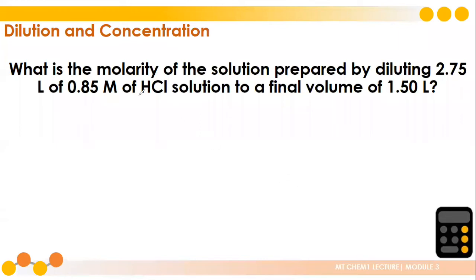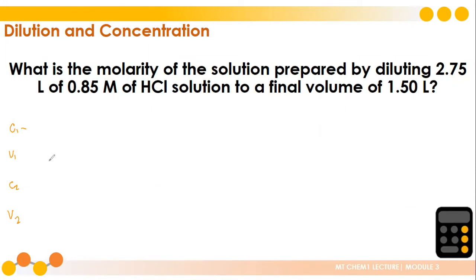For our next problem, we have here: what is the molarity of the solution prepared by diluting 2.75 liters of 0.85 moles of hydrochloric acid solution to a final volume of 1.50 liters? So again, analyze the problem so that we can simply identify the quantities in our given problem. So let's identify which is the C1, V1, C2, and V2.